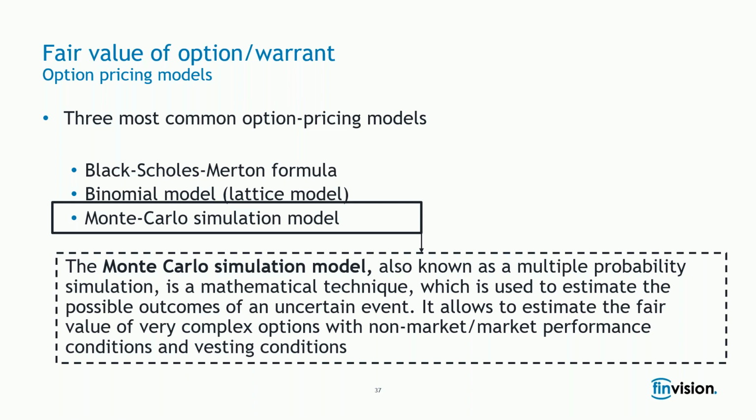So it's a bit statistical, like Black-Scholes also. Black-Scholes is also based on a normal distribution. It's a statistical mathematical technique, and it can estimate possible outcomes of an uncertain event. Meaning, I think almost all the most complex options with a mix of market performance conditions, non-vesting conditions, and other factors, you will be able to estimate using a Monte Carlo simulation. But let me show you also an example.